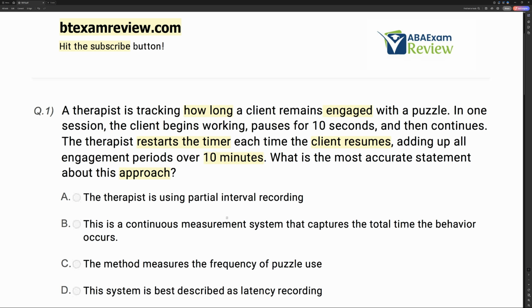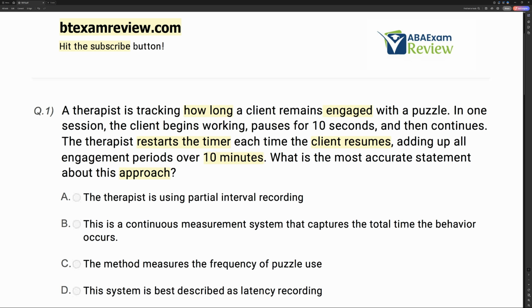A, the therapist is using partial interval recording. Well, the therapist is not using interval recording because they're going the full 10 minutes and continuously recording every time the client is working. That's a big difference between continuous and discontinuous measurement, with partial interval being a discontinuous measurement. In this case, 10 minutes is the measurement time, and the therapist is recording every time the client is engaged throughout the whole 10 minutes.